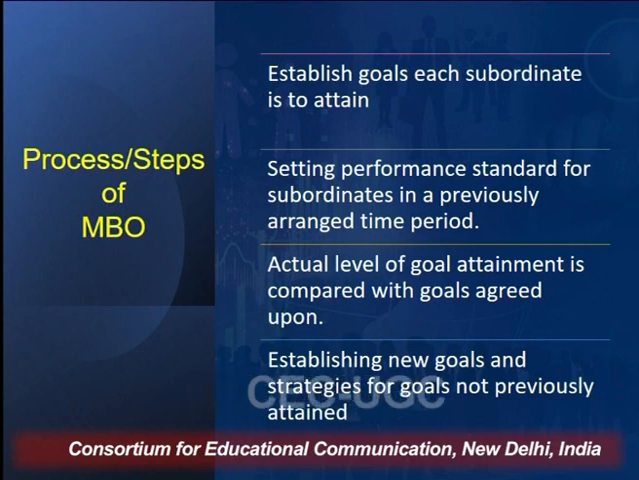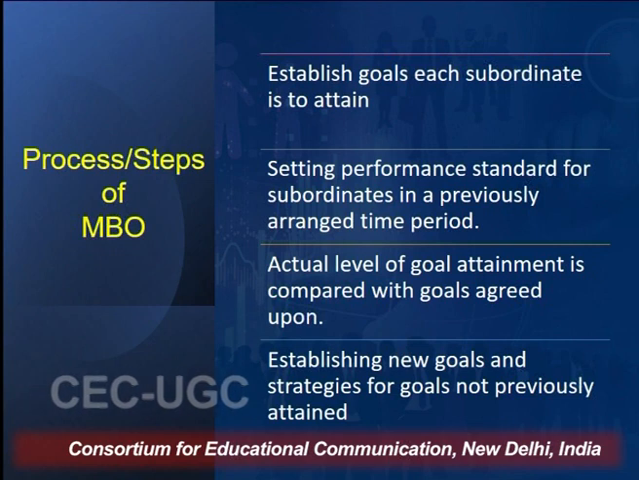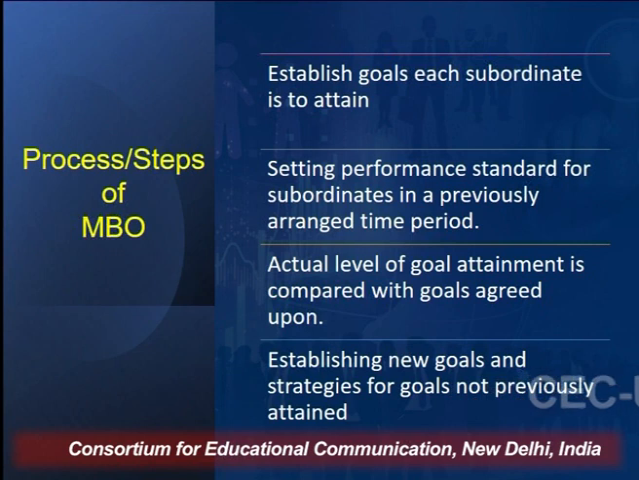Now moving further, let's understand the process or the steps involved in an MBO technique. First and foremost, you have to establish the goals that each subordinate is to attain. Then setting the performance standard for subordinates in a previously arranged time period. The next step is that the actual level of goal attainment is compared with the goals agreed upon. And lastly, establishing new goals and strategies for the goals that were not previously attained. So these are the steps or the process of the MBO technique.